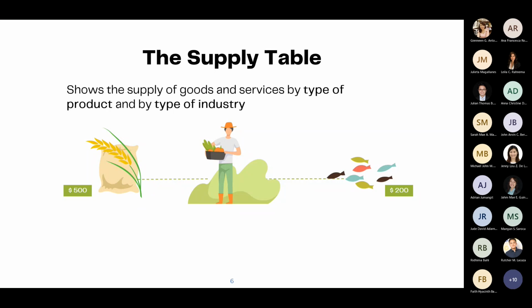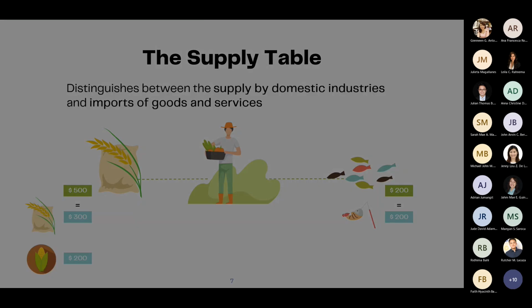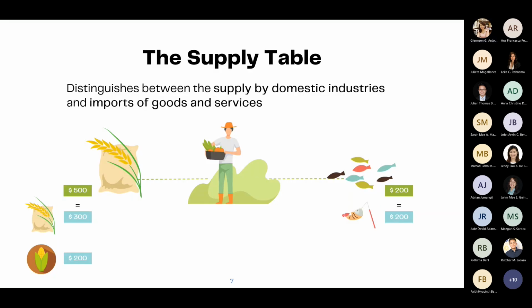To break down further the supply that we have per product, suppose that the total supply of crops comprises $300 worth of wheat and $200 worth of corn. And then the total supply of fish comprises $200 worth of fish. Apart from this, the supply table does not stop here. It also gives us information on who produces this supply. So where is this supply coming from?